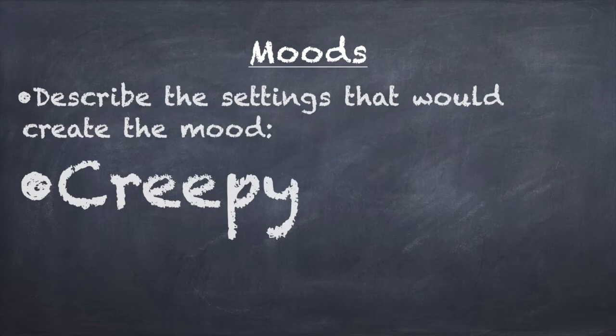What we want to do now for maybe about a minute each is describe the setting that you would need to create the mood of creepy. So brainstorm it out. You can write it out in sentences if you want to. And keep in mind a few things, like all of the different senses, what the smells are, what the sight is, what it sounds like in this area. So try to incorporate all of the senses as you're brainstorming creepy.